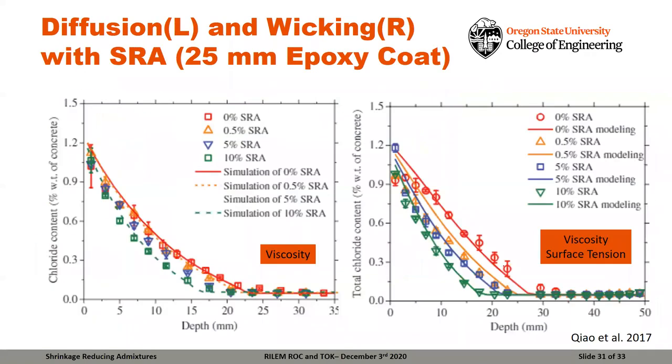In addition to impacting the moisture diffusion coefficient, what we can notice here is that we can impact the diffusion coefficient for ionic species like chloride ions, for example.